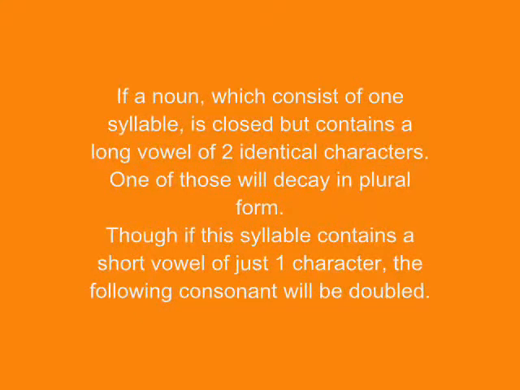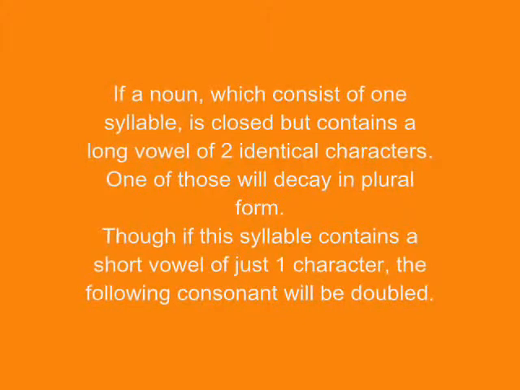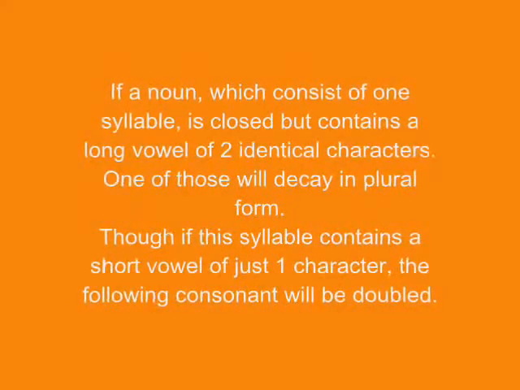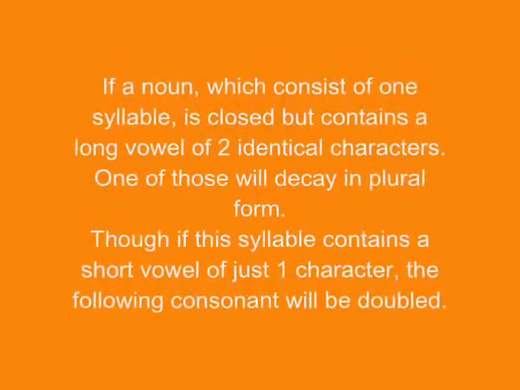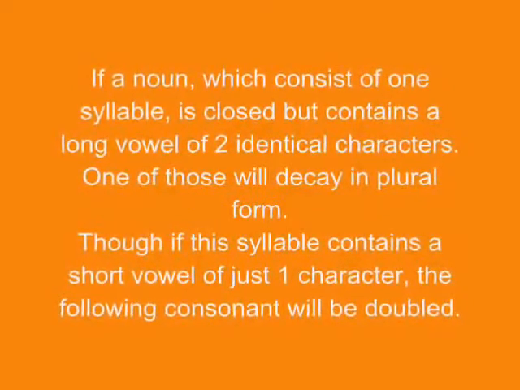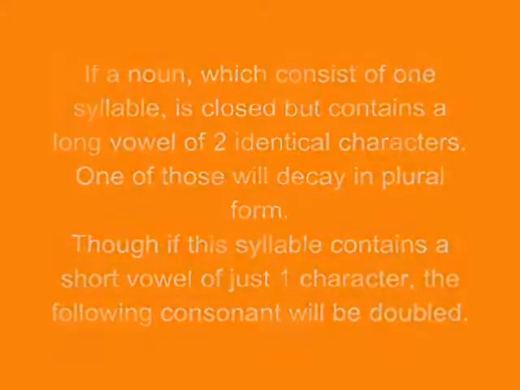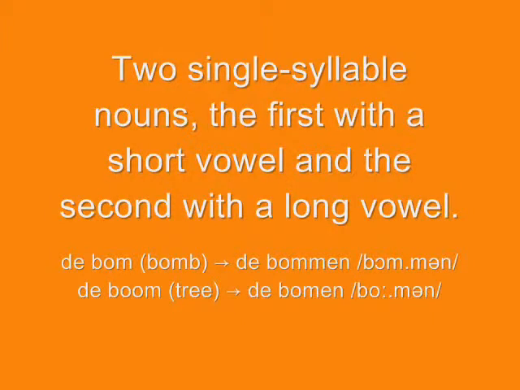If a noun, which consists of one syllable, is closed but contains a long vowel of two identical characters, one of those will decay in plural form. Though, if this syllable contains a short vowel of just one character, the following consonant will be doubled. Two single-syllable nouns, the first with a short vowel and the second with a long vowel. De bom, de bommen. De boom, de bomen.